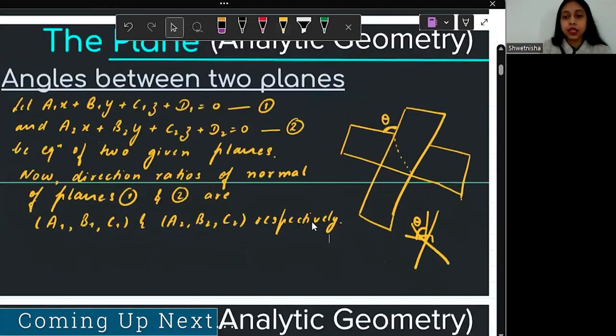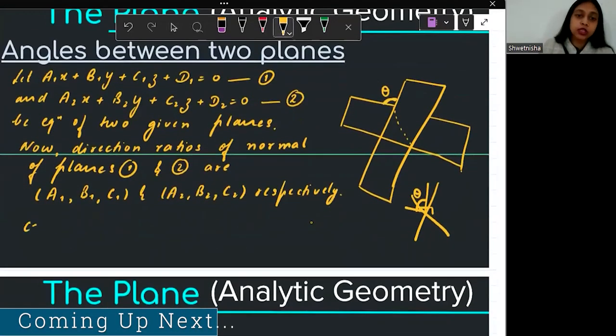Okay. So how do we find the angle between two lines whose direction ratios are given? This is the formula. Cos theta is equal to a1 a2.